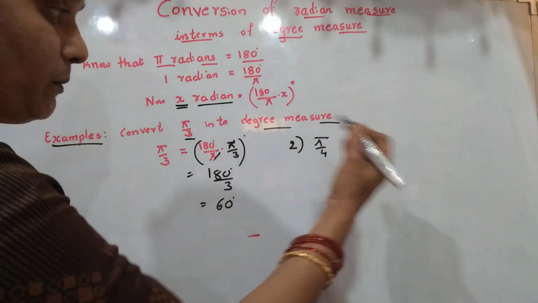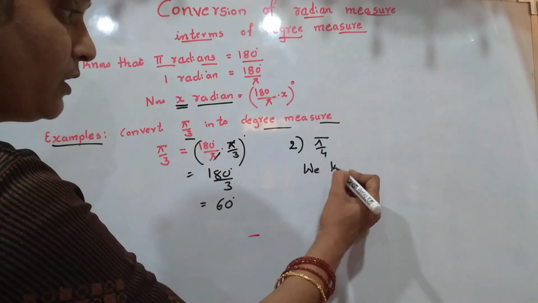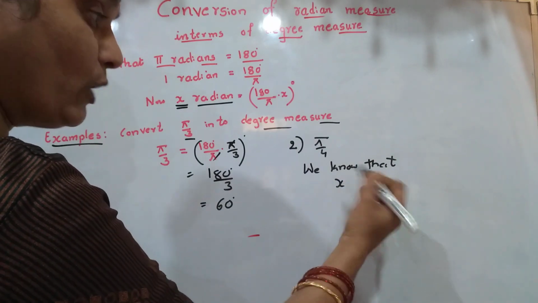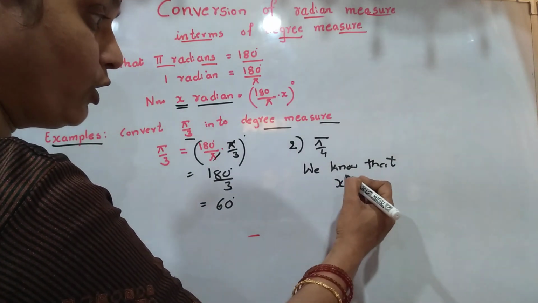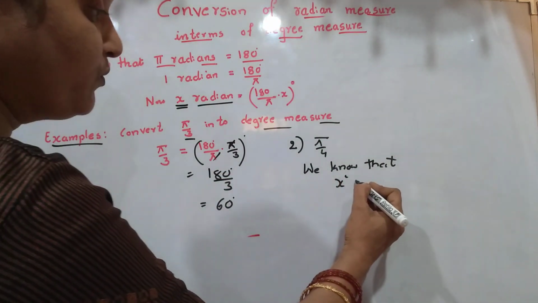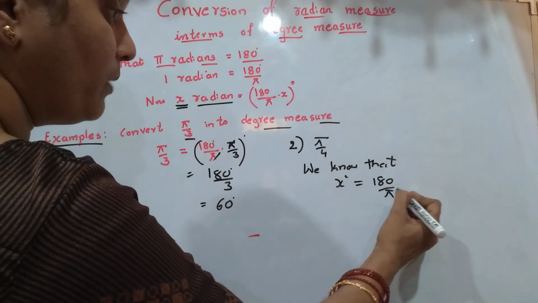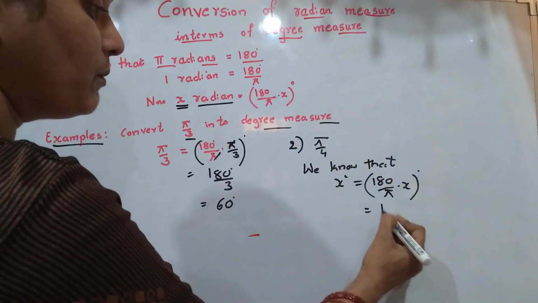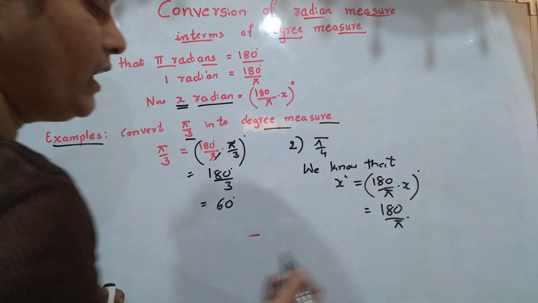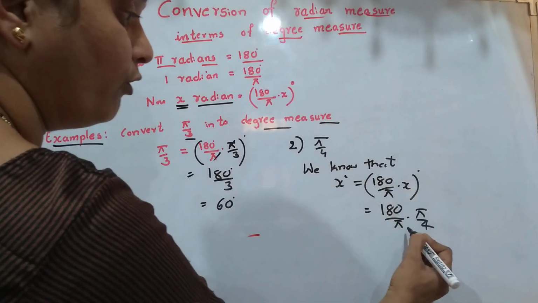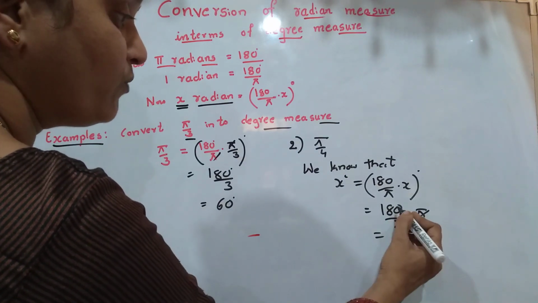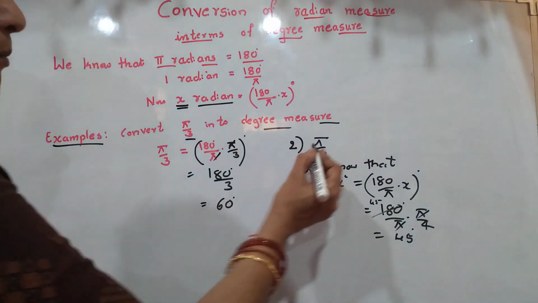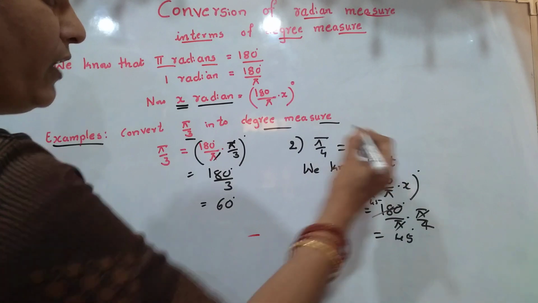How do you convert radian measure into degree measure? We know that x radians, you can omit the unit, you can just write x, or you can use the symbol radian like this. X radian is 180 upon pi into x. When this radian measure is multiplied by 180 upon pi, the answer comes out in terms of degrees. So 180 upon pi into pi by 4. Pi cancels. 180 upon 4 is 45 degrees. So pi by 4 radians is 45 degrees.